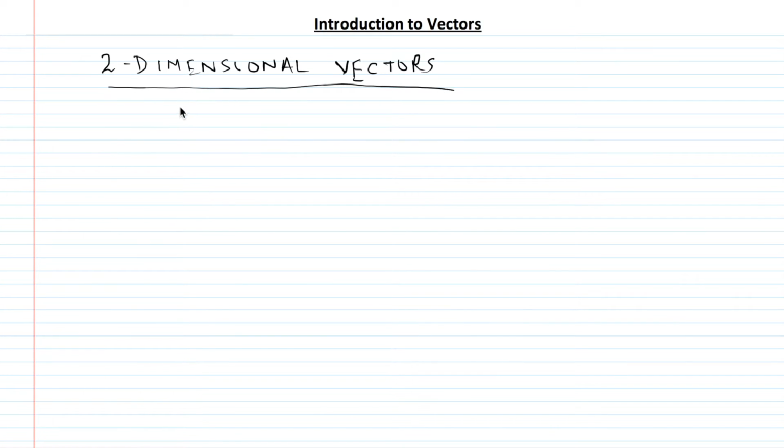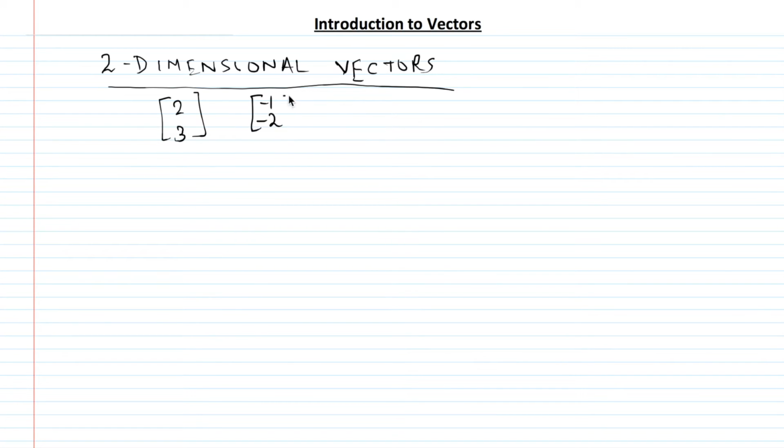So the best way to start learning about vectors is by learning about two-dimensional vectors. So let me write it down. Two-dimensional vectors. And a two-dimensional vector is just a pair of numbers written within a square bracket like so. So [2, 3], this is a vector.